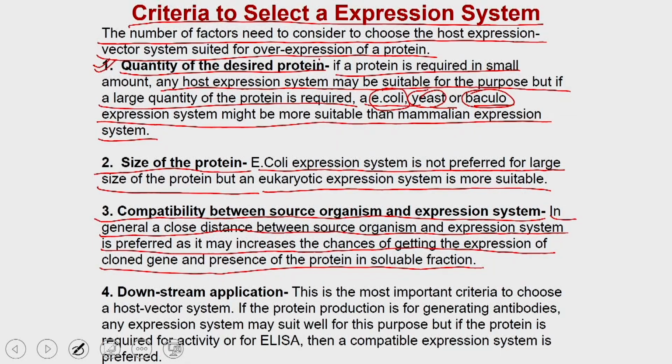Now, the fourth and most important point is the downstream application of the protein which you are going to overexpress. This is the most important, because the ultimate goal of biotechnology is to overexpress this protein and utilize it in downstream applications. So, once you have an idea about the downstream applications, then you can choose a suitable expression system.